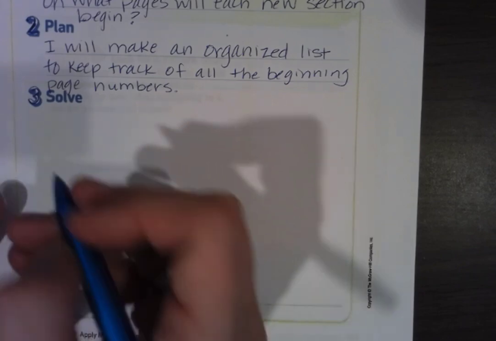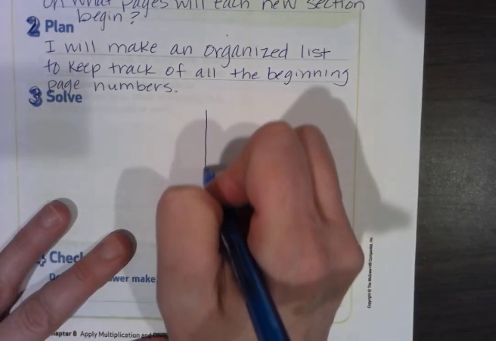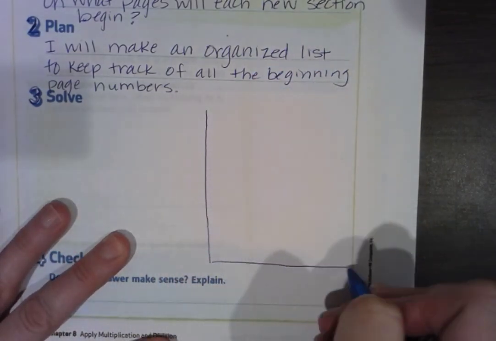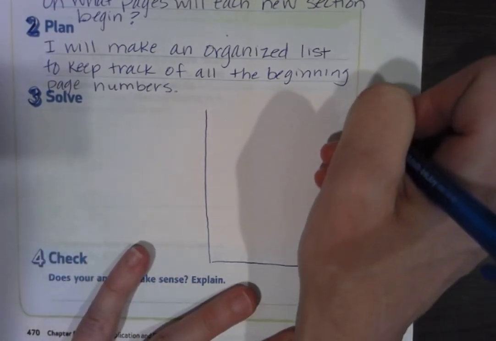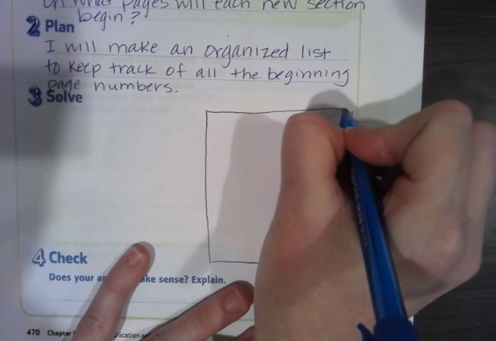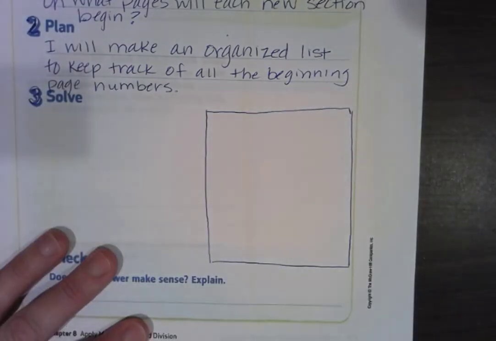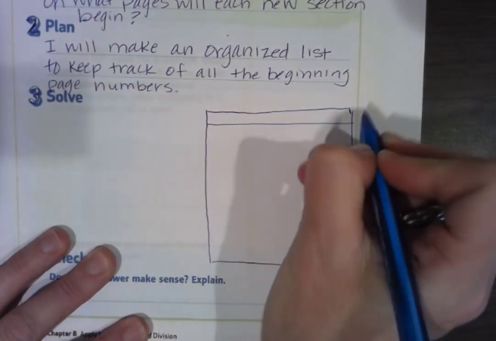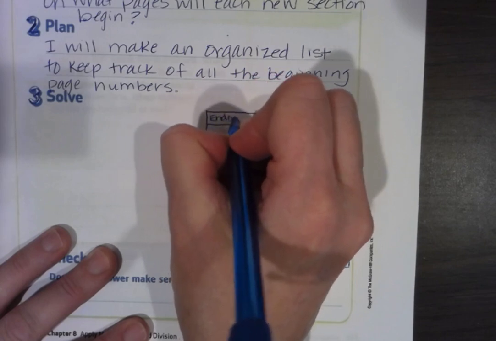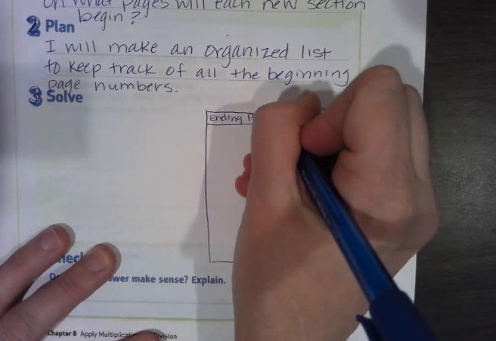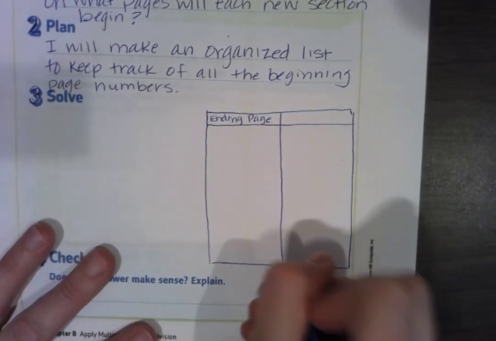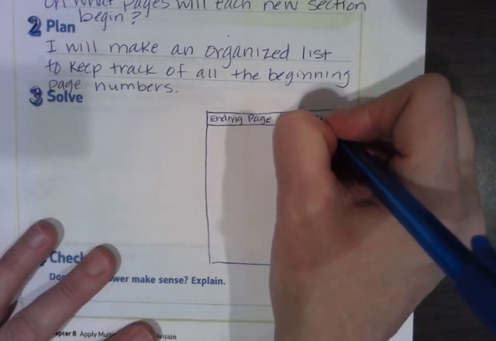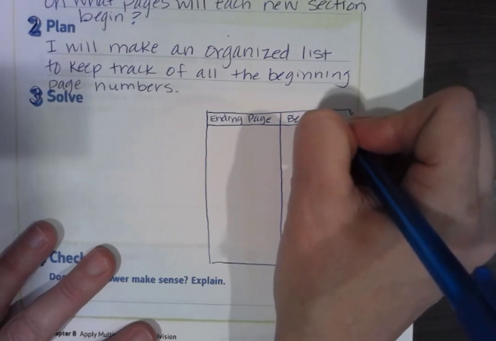So we're going to draw a rectangle. Okay. We can't forget that we're going to have 1, 2, 3, 4, 5, 6 sections, I think. Let's do ending page as a label. And let's do beginning page. Okay.